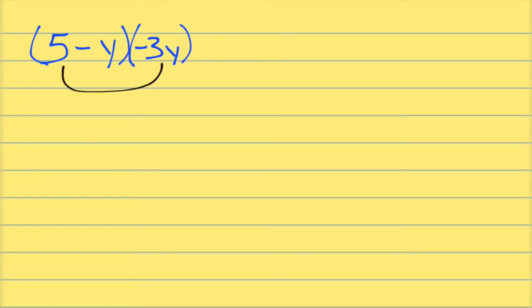These could be slightly more complicated terms if we wanted them to be. I could do 5 minus y times negative 3y. And when I distribute, I've got to look at everything. 5 times negative 3y, that's negative 15y. And negative 3y times negative y is going to be positive because I'm multiplying two negatives. 3 and y times y is y squared.